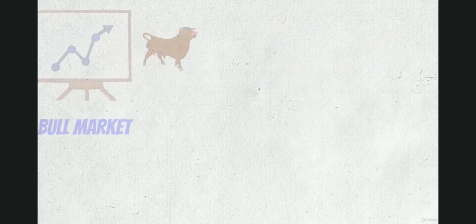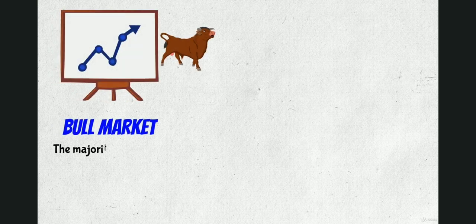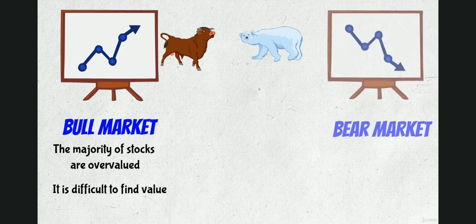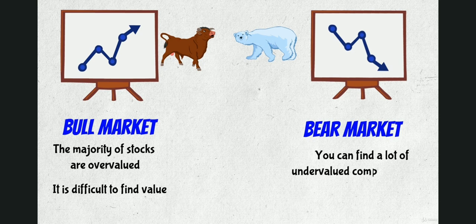We should note here that in the last couple of years, we've still been in a bull market, meaning the majority of stocks are actually overvalued. So it's really difficult to find a company like Facebook with a PEG ratio less than 1. In a bull market, it's difficult to find value. But in a bear market, you can find a lot of undervalued companies to buy.